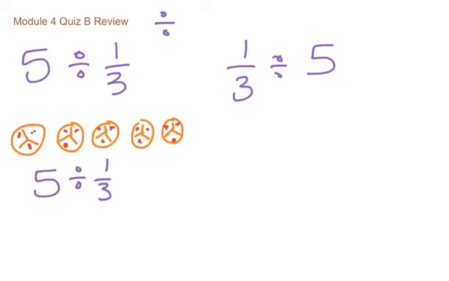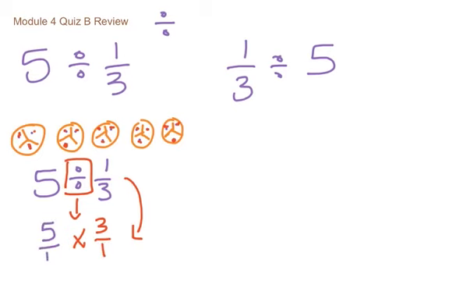So this is what we do. Remember, what we're really doing is we're multiplying by the reciprocal. So what we do with this 1/3 is we flip it to 3/1. 5 stays the same. So this is how you get 15. Okay? All right, next, let's look at 1/3 divided by 5.